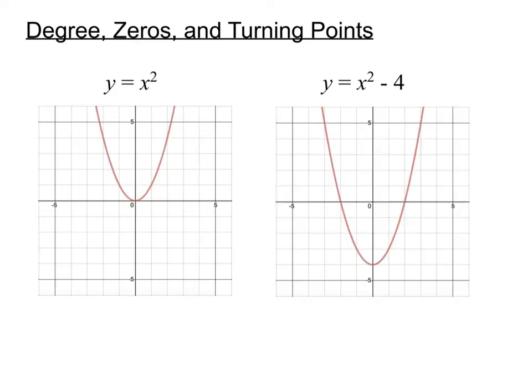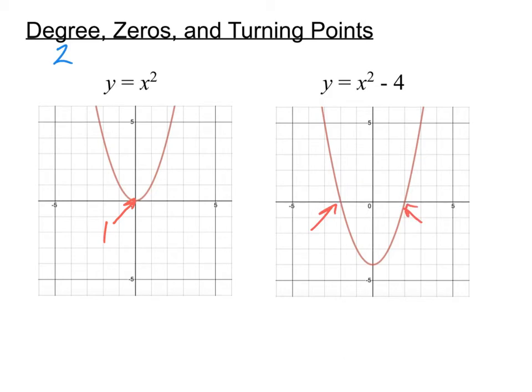If I now come over and take a look at these two, you notice that both of these are second degree polynomials because both of them are x squared. Okay, how many zeros are in each graph? Well, in this first graph, just y equals x squared, there is one zero. In the second graph, you notice that there are actually two zeros because there are two x-intercepts.